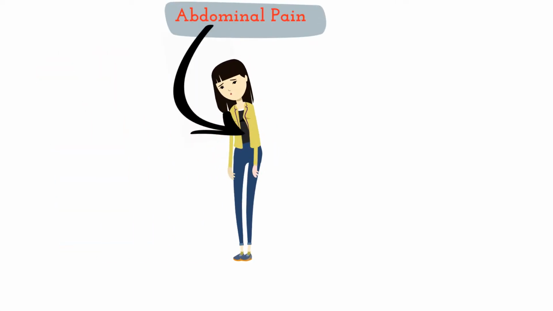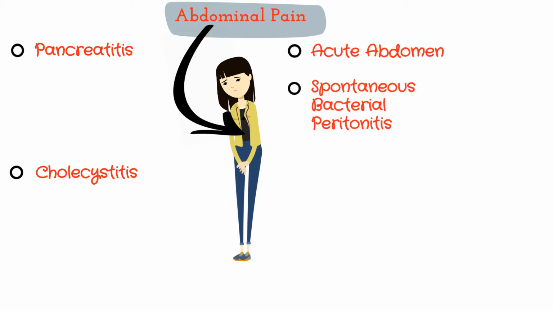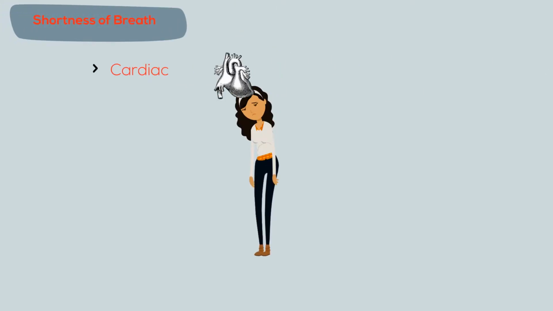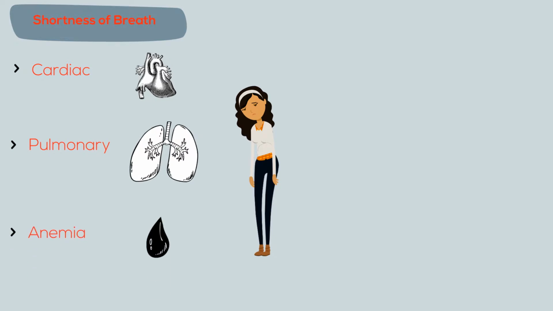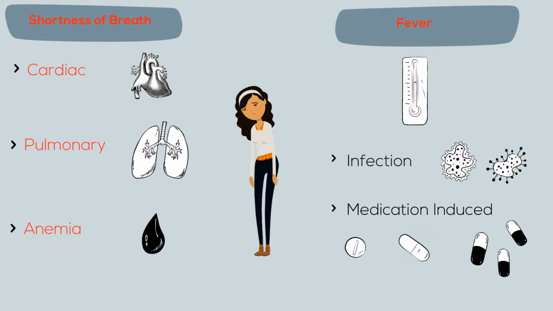Abdominal pain, which could be due to pancreatitis, cholecystitis, acute abdomen, spontaneous bacterial peritonitis, pelvic inflammatory disease. Chest pain due to cardiac, acute coronary syndrome, aortic dissection, pleuritic, GI, musculoskeletal, etc. Shortness of breath, which could be due to cardiac, pulmonary, or anemia cause. Fever, it can be due to infection or medication induced.